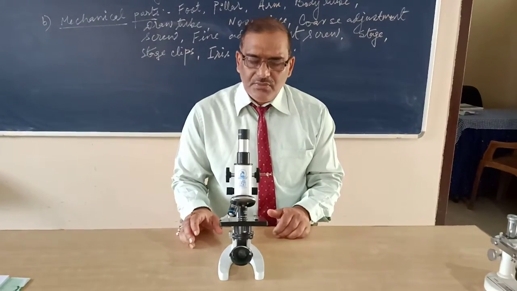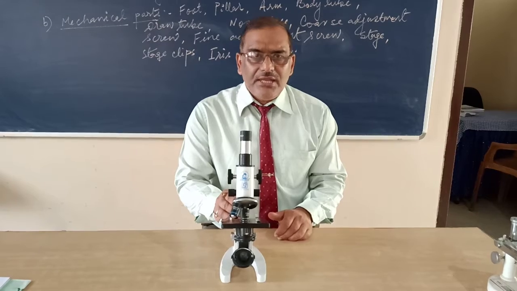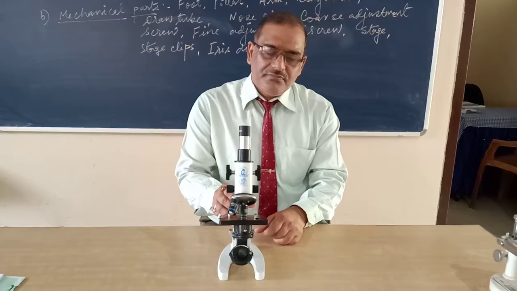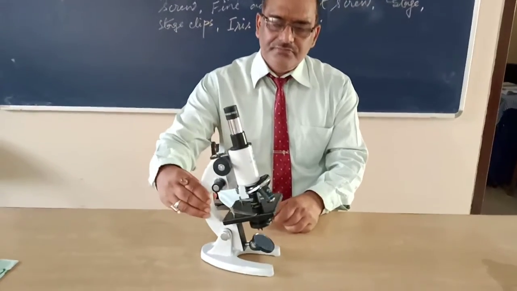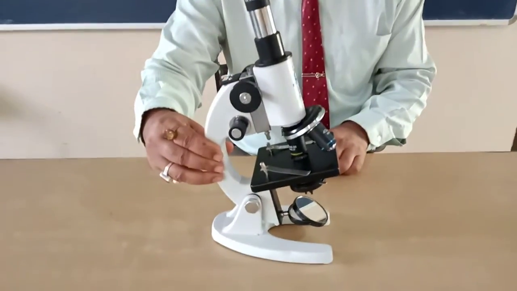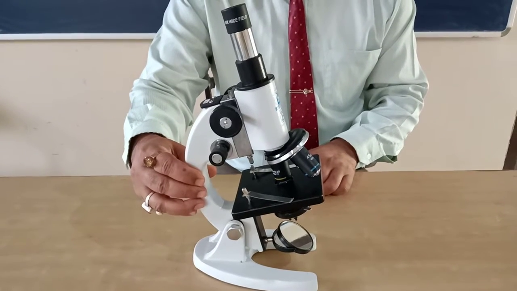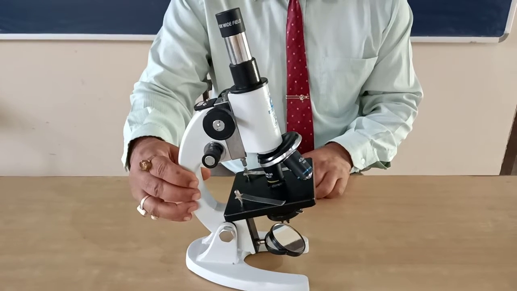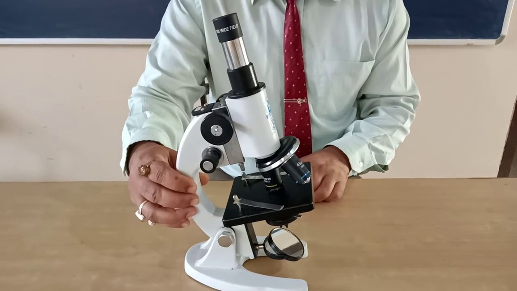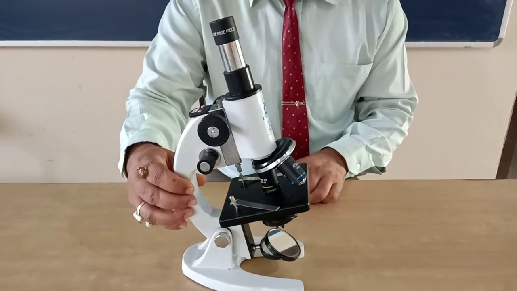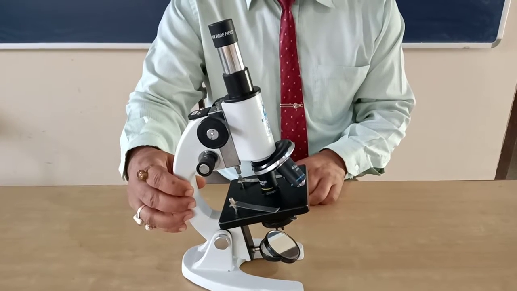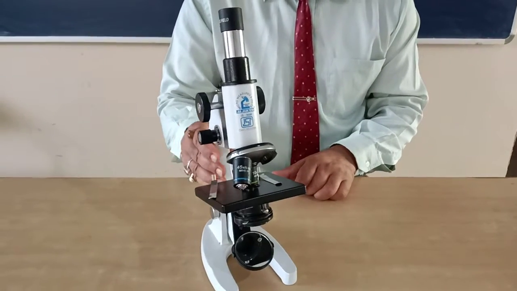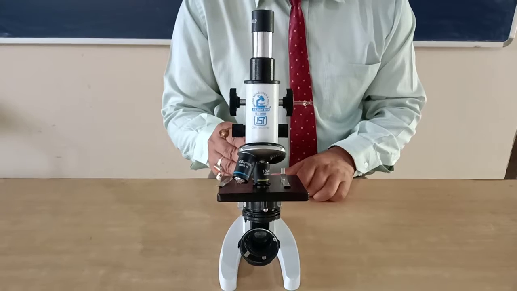Now students, we are going to discuss the structure and working of compound microscope. So you can see here, this is the compound microscope. Why is this called compound? Because its structure is complex and it uses many components and multiple lenses also. So that's why it is called compound microscope. Its magnifying power is much higher than the simple microscope.